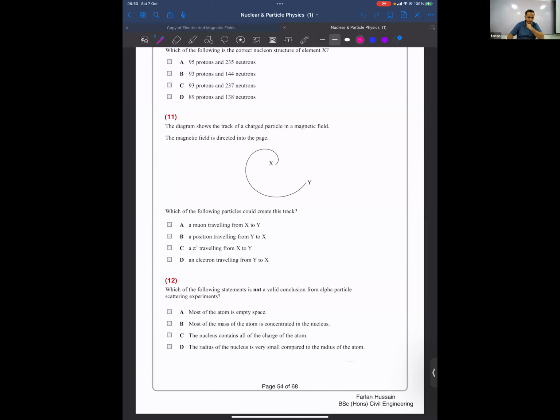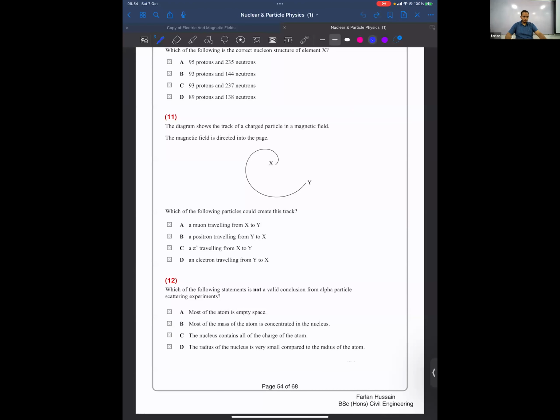What's the answer? Which of these is not a valid conclusion from the alpha particle scattering experiment? A, most of the atom is empty space. That was a conclusion. B, most of the mass of the atom is concentrated in the nucleus. That was a conclusion. C, the nucleus contains all the charge of the atom. No, that was never a conclusion. There was no statement like that.